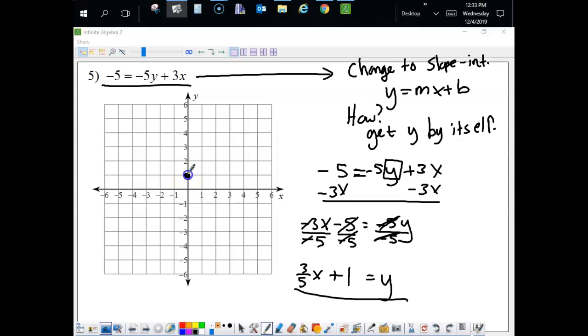Up 3 over 5. There you go. So all that was different on this problem is I had to get the y by itself first. And to do that, I minus the 3x, and then I divided by negative 5. Good. And it's not always minus, okay? It depends on the signs. Like if this was a minus 3x, then I would have added the 3x. The point is you do the opposite.